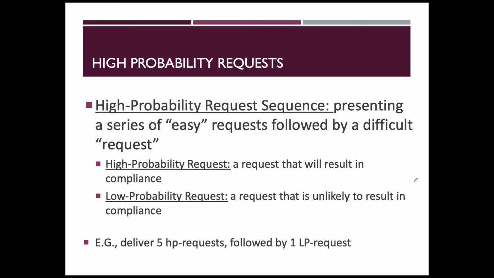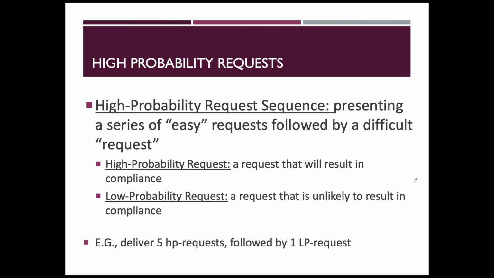Okay, another intervention that's sort of similar to the last one of demand fading, it's a fascinating intervention. It's referred to as a high probability request sequence. And here what we're doing is we are going to precede what we're going to call a low probability request with several high probability requests. So what does all that terminology mean?